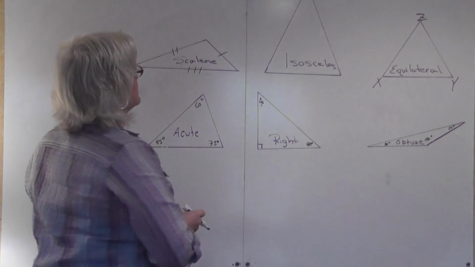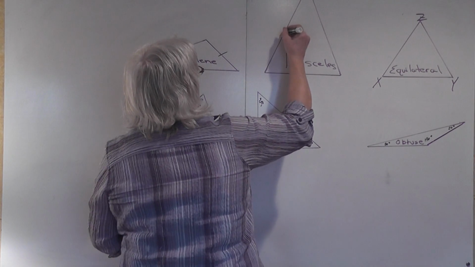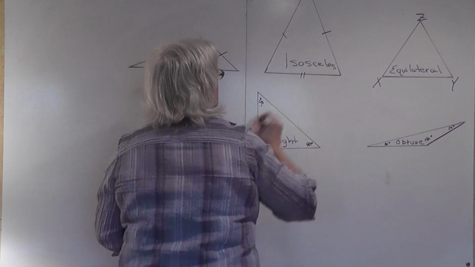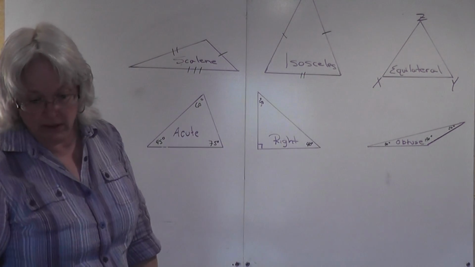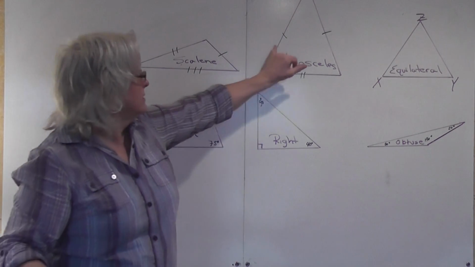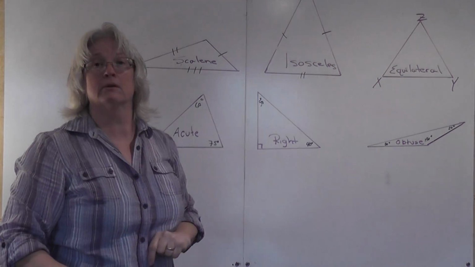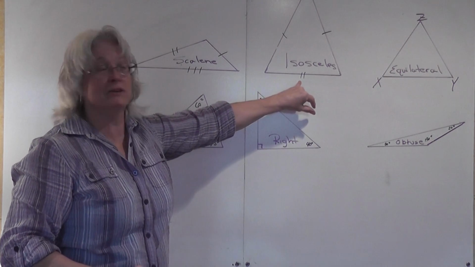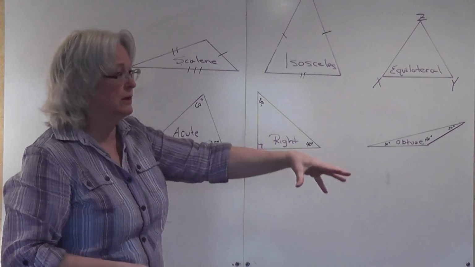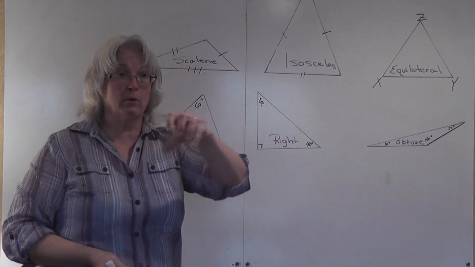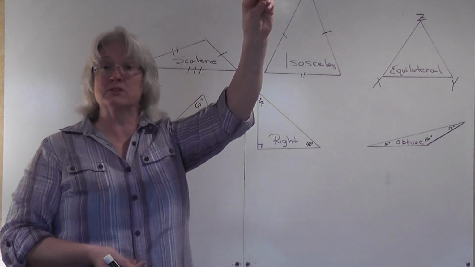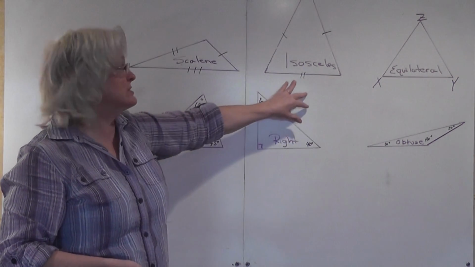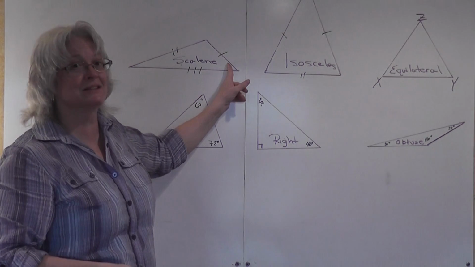Now, we have an isosceles triangle, and this has 2 sides that have the same length. 2 opposite sides have the same length. This 3rd side here is different, and this sort of looks like a cheerleader's megaphone or the classic dunce cap that you see pictures of from years ago. This is pronounced isosceles. This is pronounced scalene.